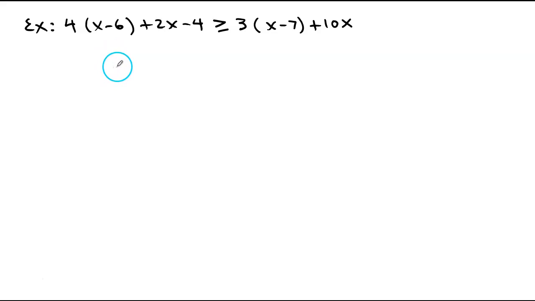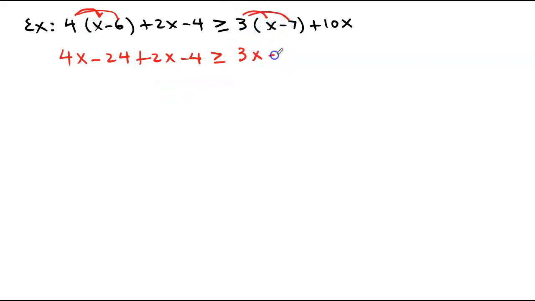Alright, let's continue here. Every time I have an equation or an inequality with parentheses and a number on the outside, that means I have to distribute. That's my first step. Distribute here too. So let's start from the left. 4 times x is 4x, 4 times negative 6 is negative 24, and I bring everything else the same because that's not inside the parentheses. The other side, 3 times x, 3 times negative 7 is negative 21, and I bring down the 10x. Once I got rid of my parentheses, now I combine like terms on each side.